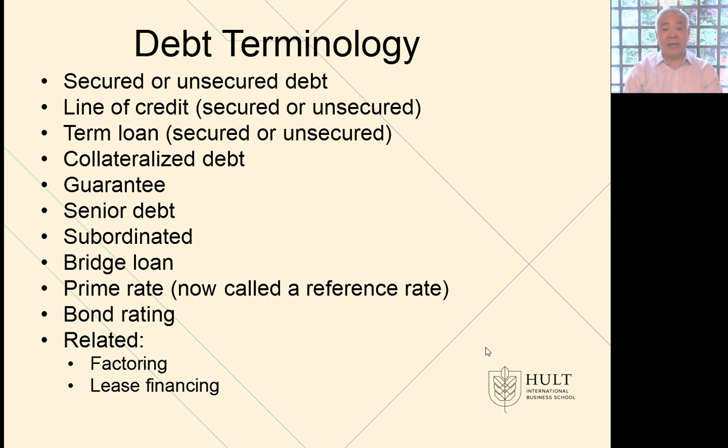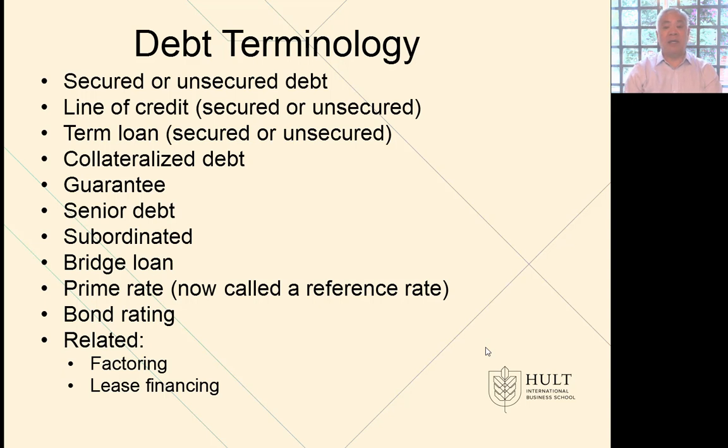A bond rating, we know what that is. It's where you have a bond rating agency such as Moody's or Standard & Poor's or Fitch examine your company, your financials, etc., in order to rate it, AAA, AA, B, junk bond, etc.